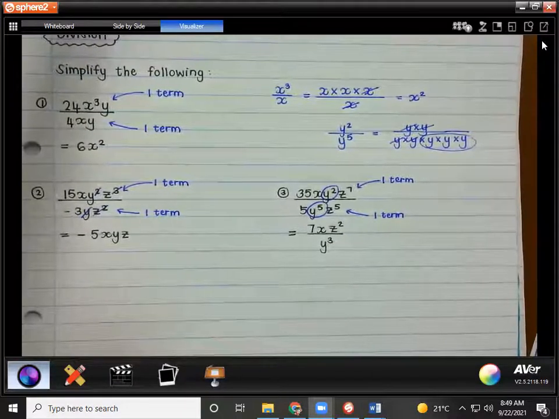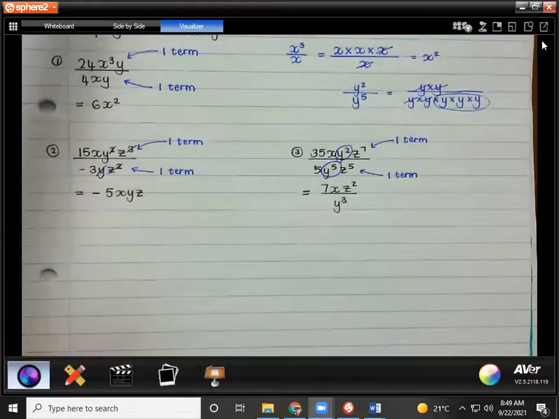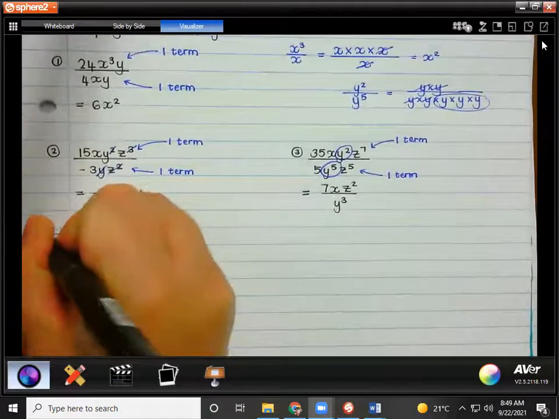I just felt like I needed to remind you guys of these types of examples before we move on to the new ones. So example 4.